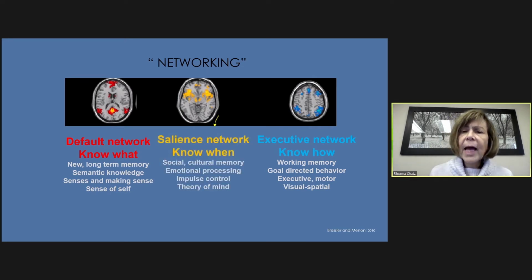And then finally, we have what's called the salience network, what is in my terms, the know-when network. And this is where we have memory of what's appropriate, when to say something, when to do something. It's social and cultural memory. It helps us mediate our emotions in our actions, helps with impulse control and theory of mind, being aware of what others are thinking and responding to that appropriately.